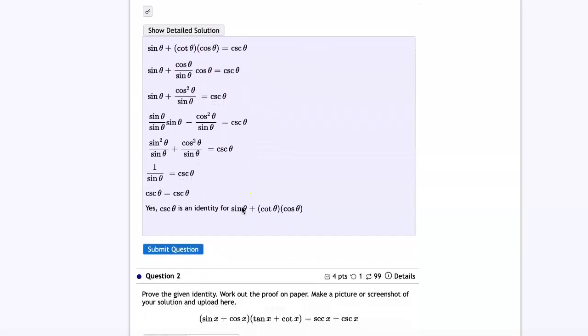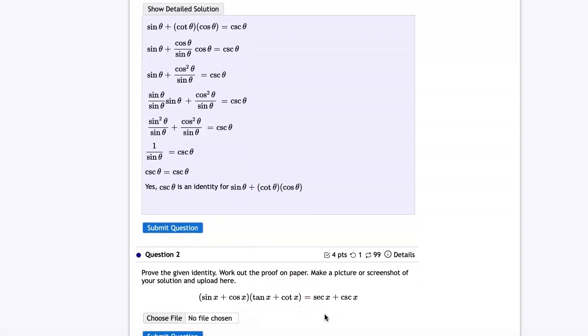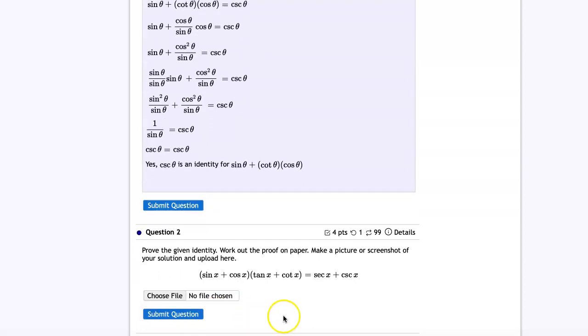For the next question, you are going to work out your proof on paper, and then you are going to make a picture of that, and you would actually upload it here. Now, if you have any problems uploading it to MyOpenMath, send me an email instead. Not a problem to put that in your email, or you can include it with your Blackboard submission of textbook problems. The important thing is that I receive your proof for this problem.